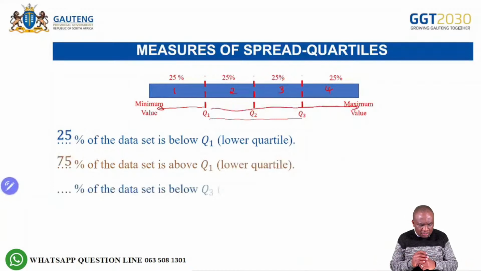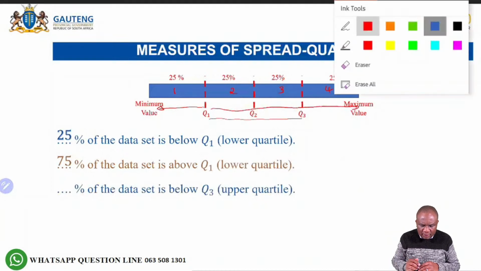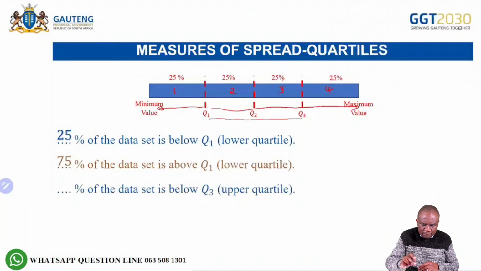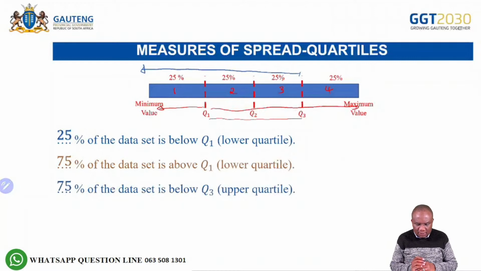Right? And then let's go to Q3. We've talked about the median, 50 below, 50 above. Let's go to Q3. How many percent of the data set is below Q3? Below Q3. This is Q3. So this data set, all this is below Q3. So how many percent? 75% is below Q3.